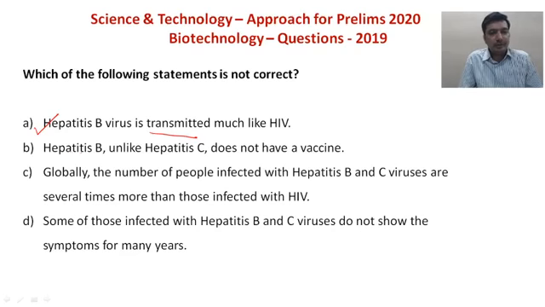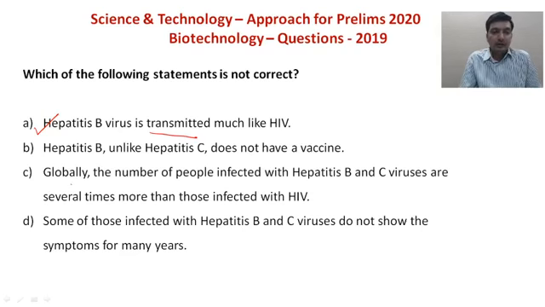The second statement: hepatitis B, unlike hepatitis C, does not have a vaccine. You may or may not be aware of it, so I'll come to this later. And then let's look at the statement that globally, the number of people infected with hepatitis B and C viruses is several times more than those infected with HIV. This you have to guess.